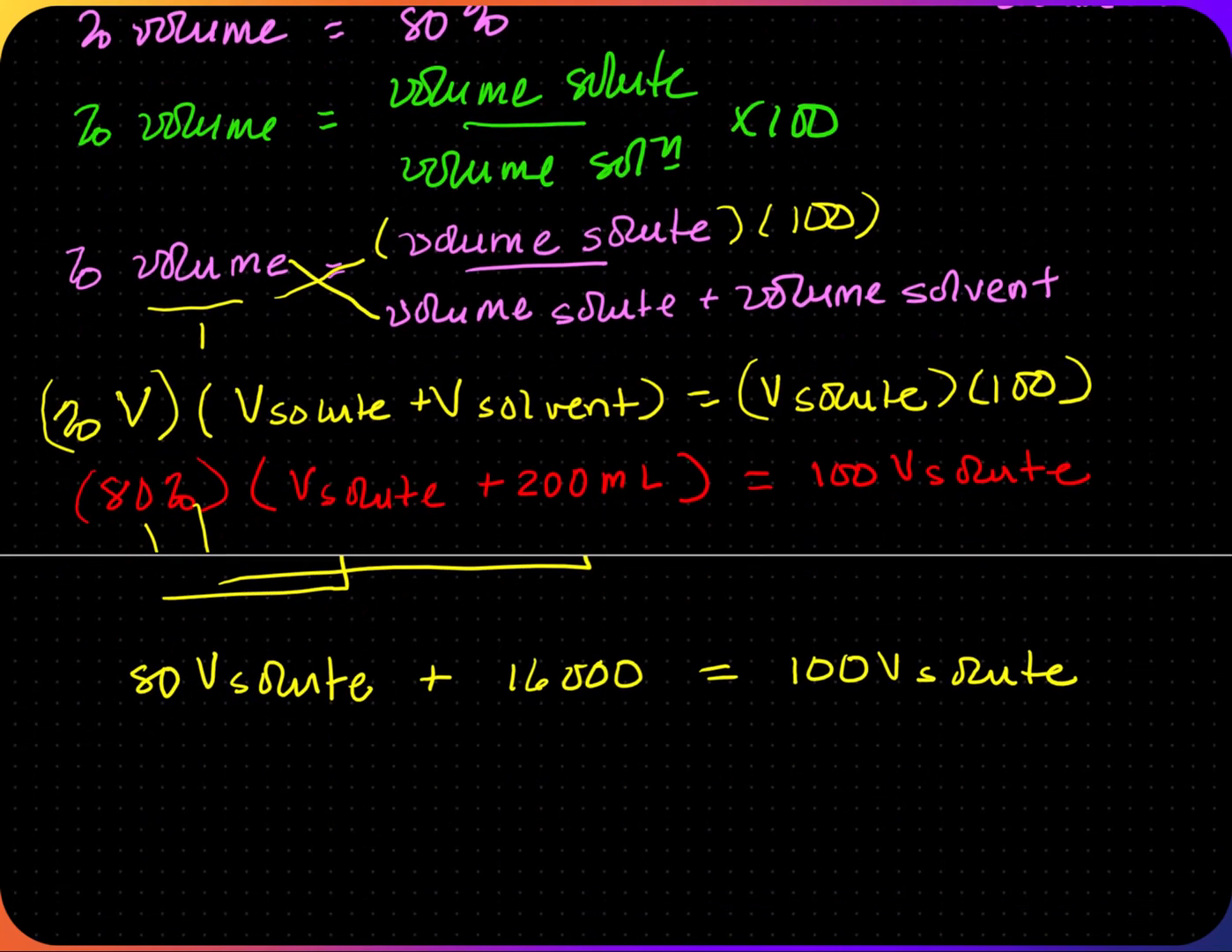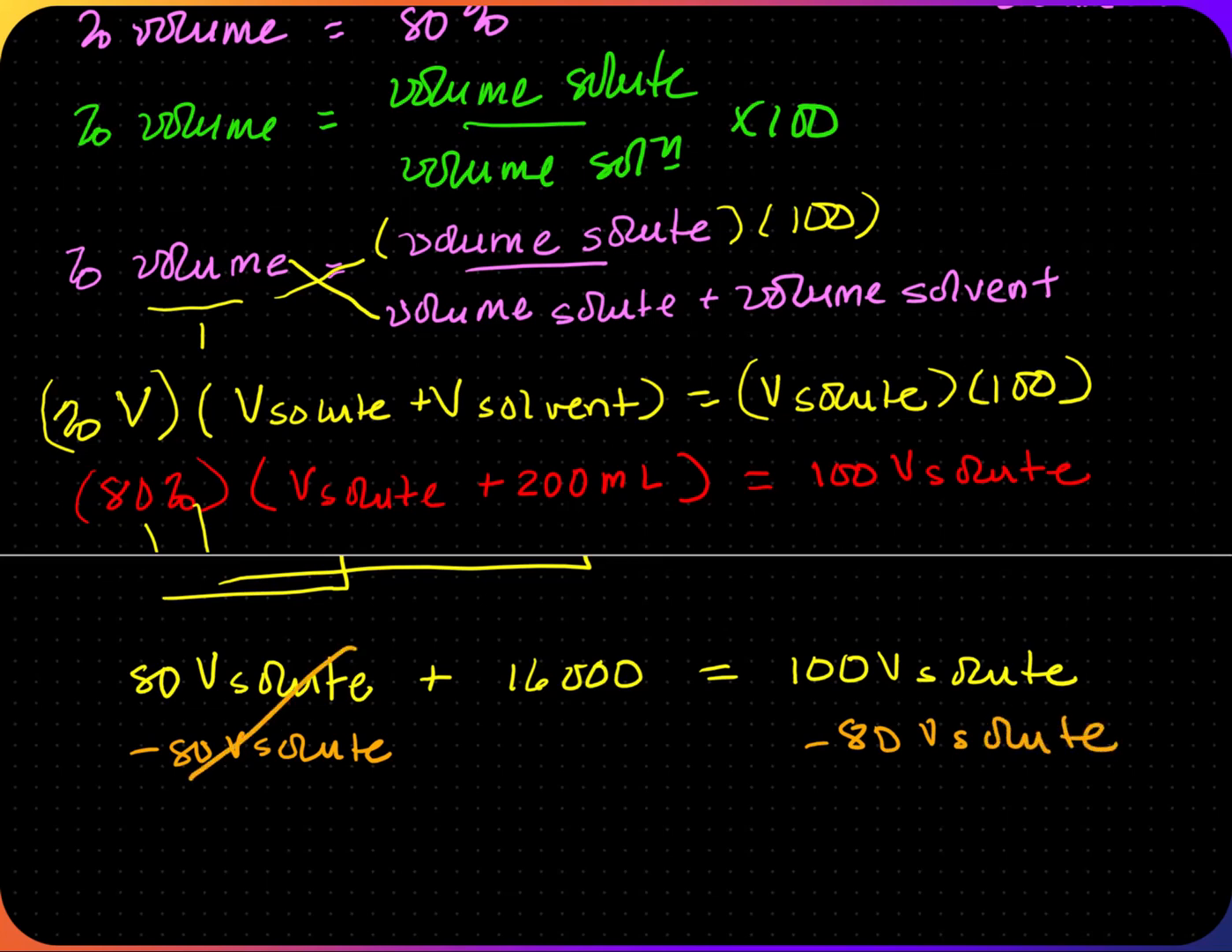Now we're going to put all the V solute on the same side. So I need to subtract by 80 V solute because it's added to the 16,000. And I need to subtract 80 on the opposite side because we need to do the same in math.